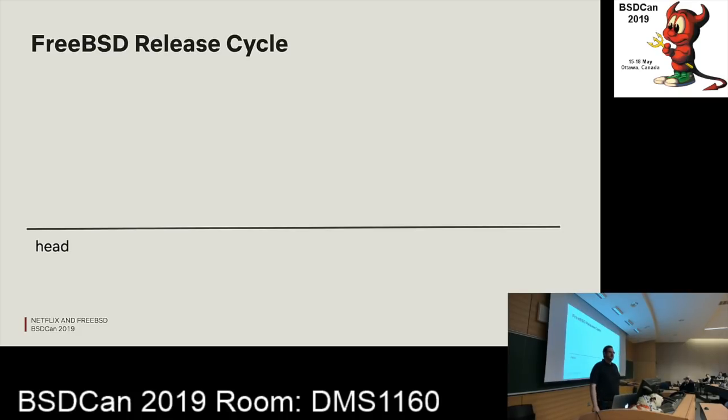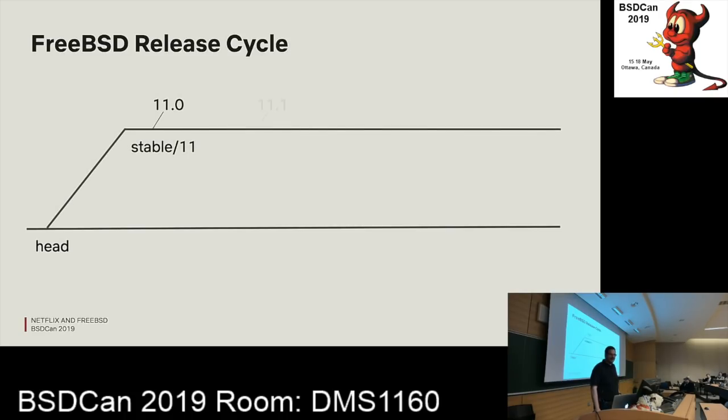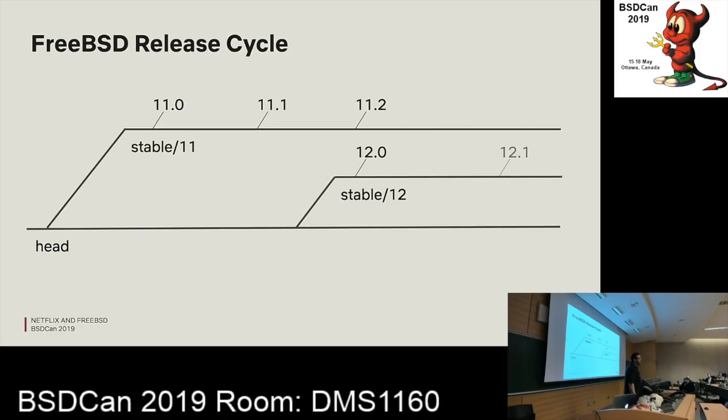For those of you that aren't FreeBSD developers, I'll briefly describe the FreeBSD release cycle. Give me 30 seconds. FreeBSD has a head branch, which is along the bottom. This is the development branch. All code goes into there first. Then there's these release branches that come off of that.